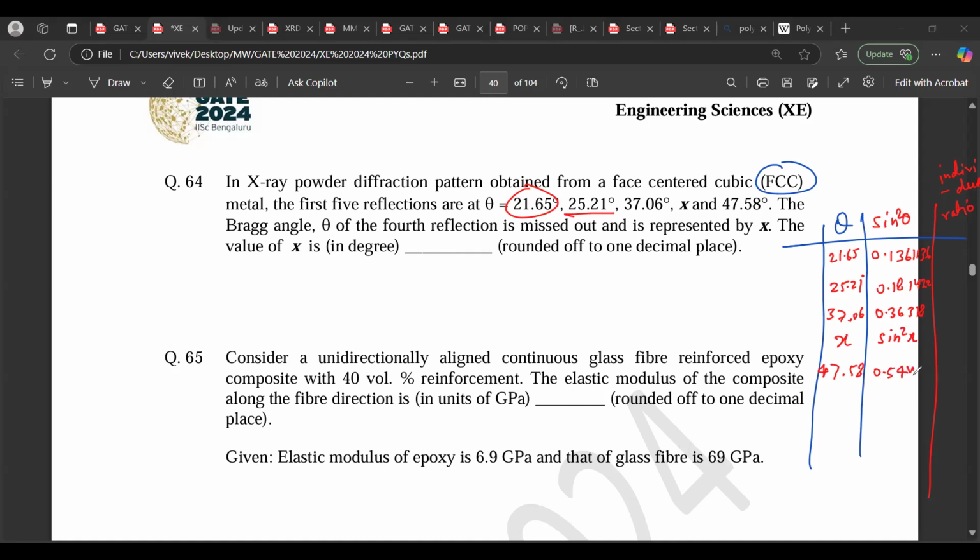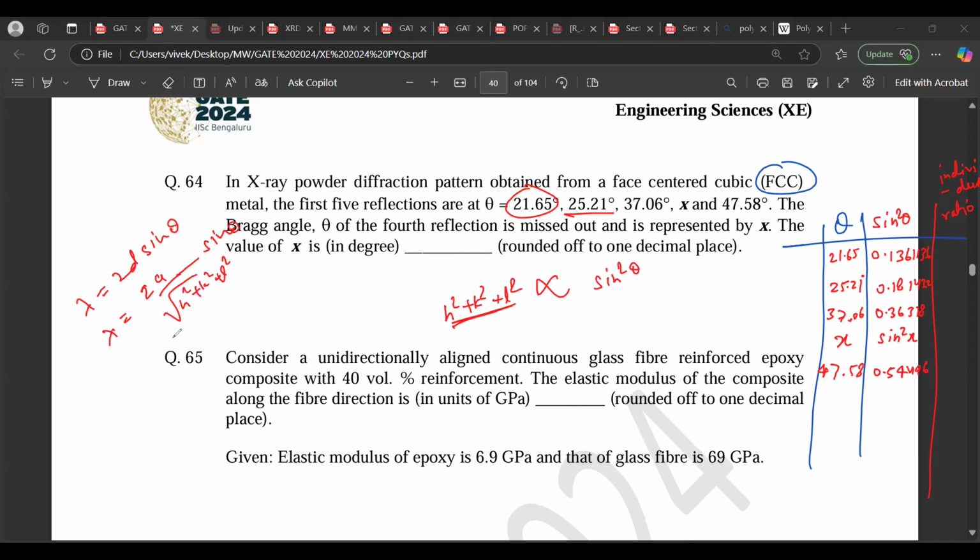Now what I have taught you in my test series, in my regular batch, in my class, I have already taught you that h square plus k square plus l square is directly proportional to sine square theta. Means whatever the ratio of h square, k square, l square, it will be exactly same as sine square theta ratio. How did I know? From the Bragg's law. So lambda equals to 2d sine theta. So your d is a by root h square plus k square plus l square, sine theta.